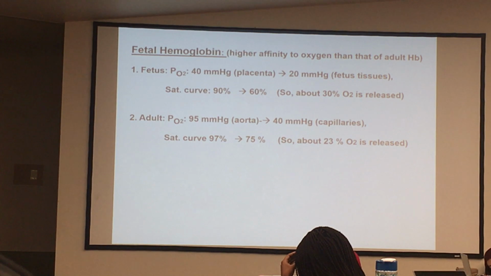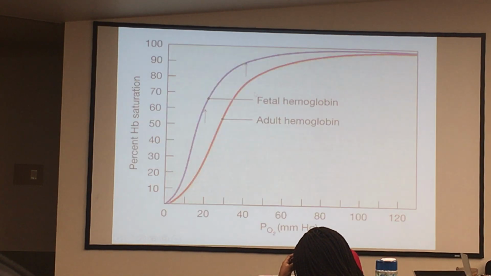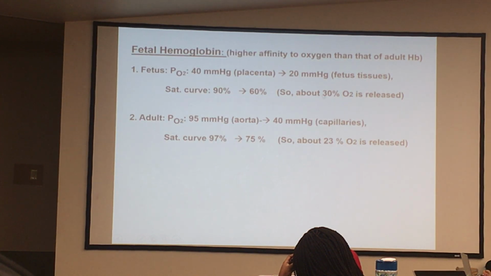The reason is that they go from 40 down to 20, and on the saturation curve it goes from 90% down to 60%, here. It's 90% here, down to 60%, okay? So how much do they release? 30% is released. In our adult, we go down from 95 or 98 down to 40, and we release 23. So the fetus actually gets more to the tissue, 30%, and the adult gets about 25%.